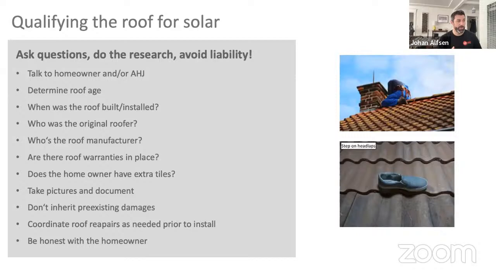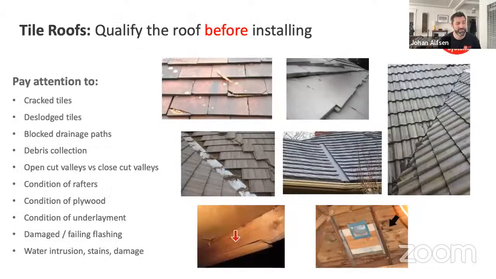Determining the age, when was it built, who installed it, is there a manufacturer warranty or a roofer's warranty in place at all? Are there extra tiles? Sometimes you'll find tiles just tucked away on the side of the house. And you obviously want to take some pictures. So some of the telling points of a tile roof that shows the health of a tile roof is obviously looking at tiles, and if they're cracked and corroded, that helps a lot.